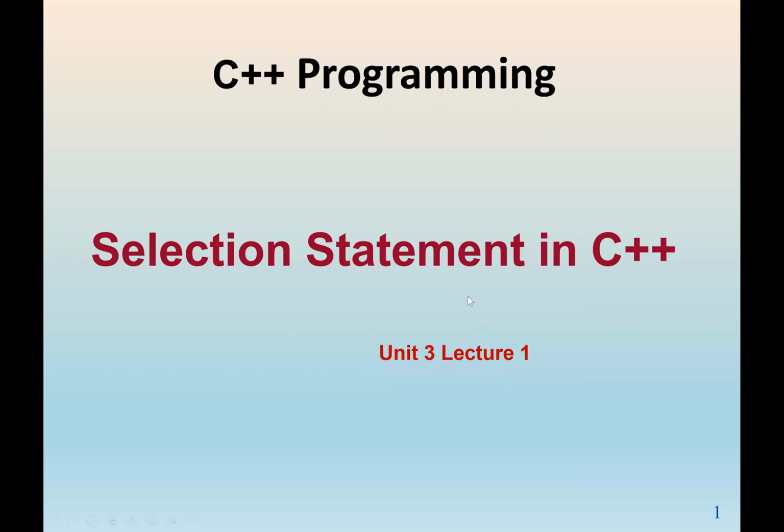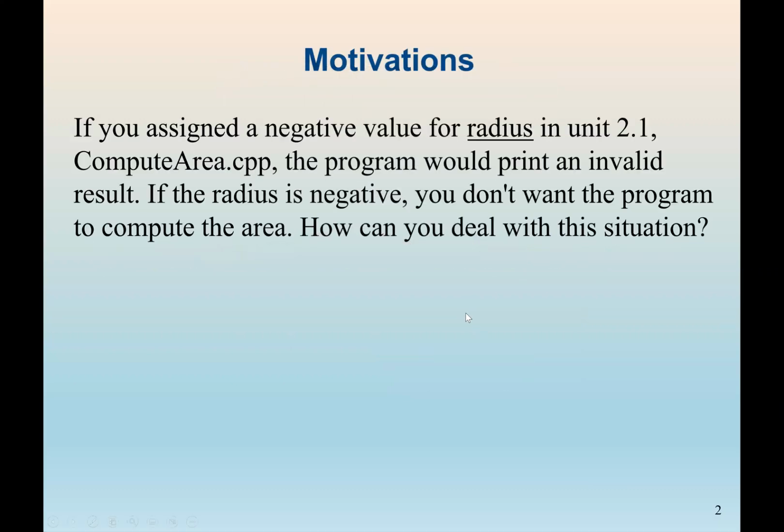So our main objective in this lecture is to learn how to write a program that can make a decision. An example, given in Unit 2.1, is a program we wrote to find the area of a circle. We ask the user to enter the radius, then we find the area of the circle. Now, if the radius value is positive, then we are going to get the correct answer for the area. But if the radius value is negative, then we are going to get a wrong answer or invalid result.